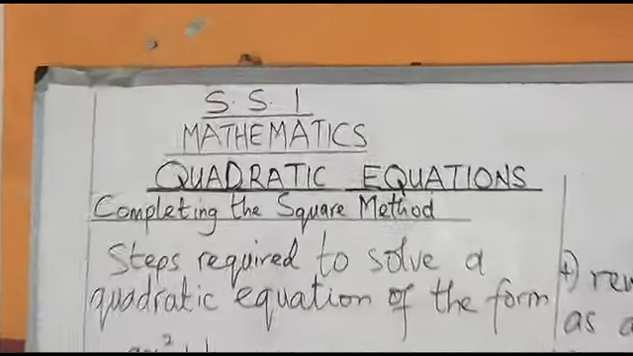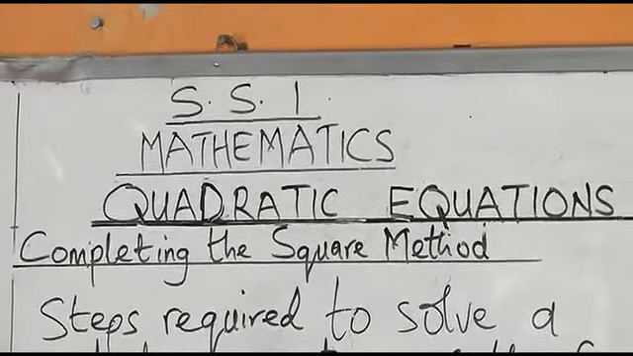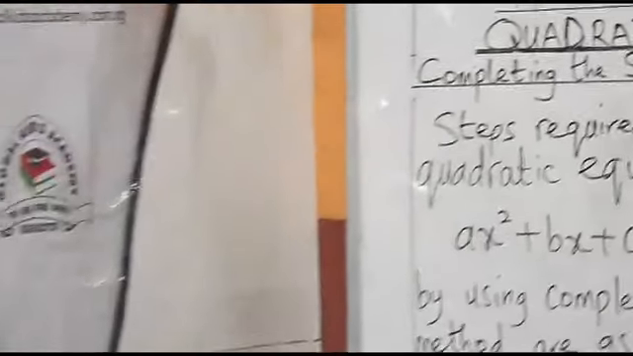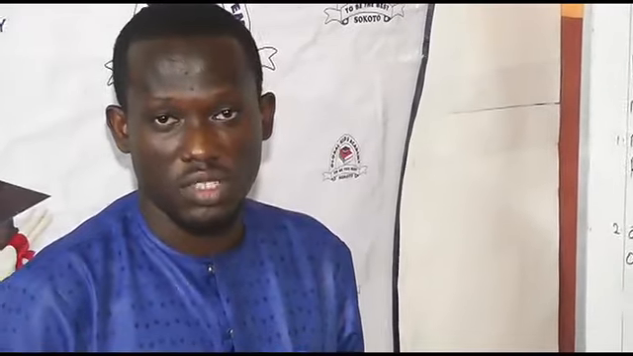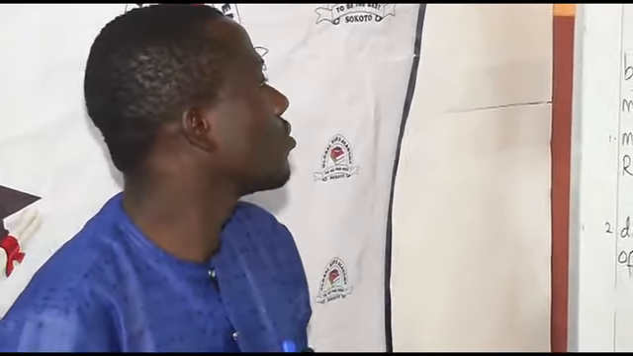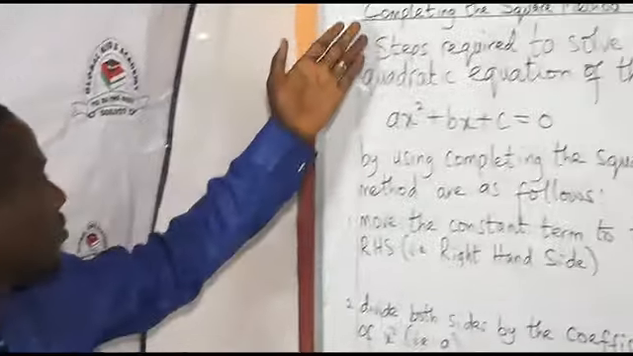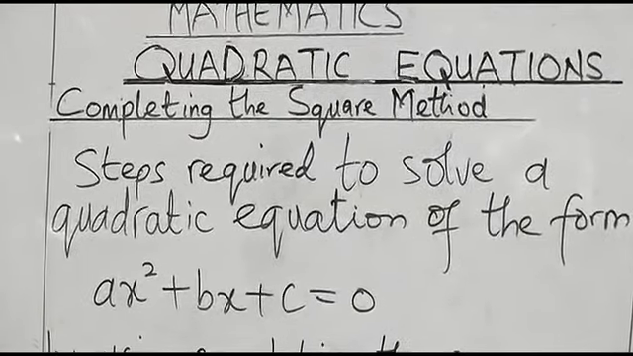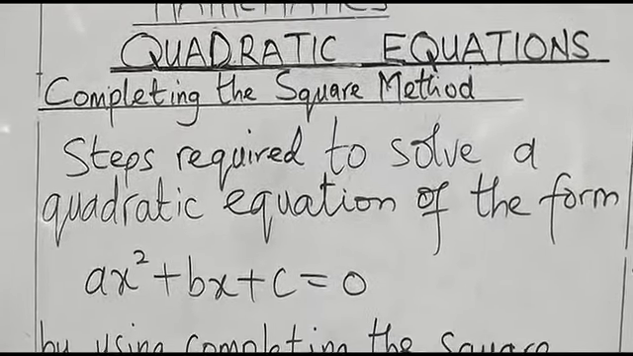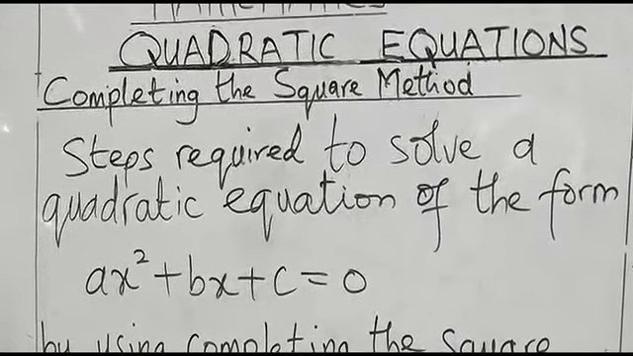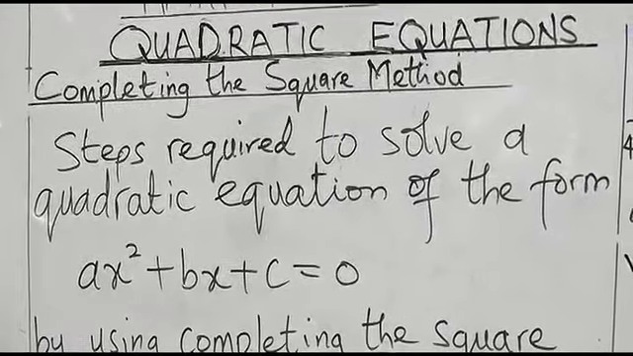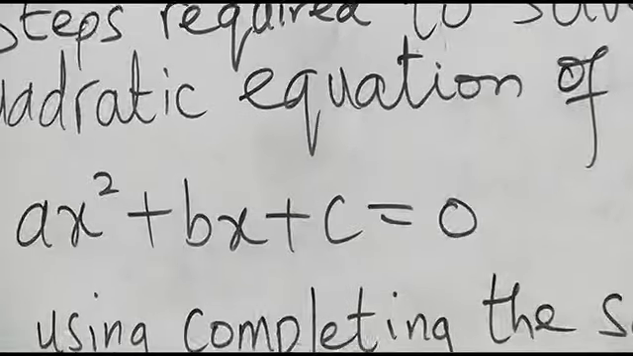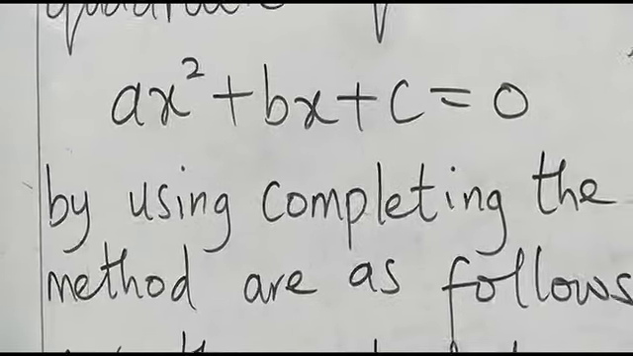At the end of this lesson, you are expected to know how to derive the quadratic formula and solve some quadratic problems using completing the square method. Completing the square method. By the name, it means that a term is added to the expression on the left-hand side to make it a square. Steps required to solve a quadratic equation of the form ax squared plus bx plus c equals 0 by using completing the square method are as follows.